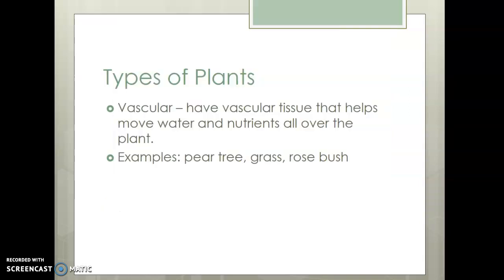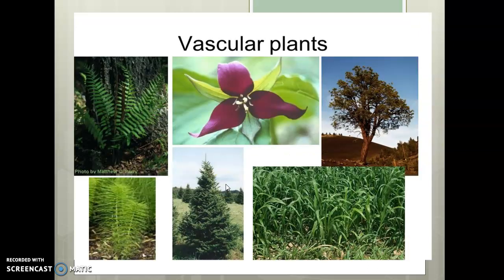We're going to finish this week with two types of plants. Plants can be vascular, which is the first type. That means they have vascular tissue, like the xylem and the phloem we just talked about. These plants can grow really tall because of this vascular tissue. An example is pear trees, grass, rose bushes. These are all vascular plants.